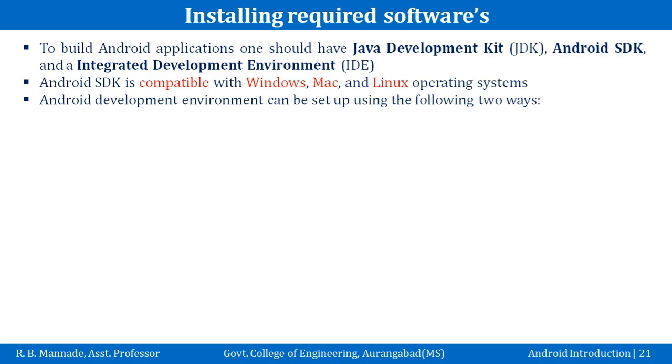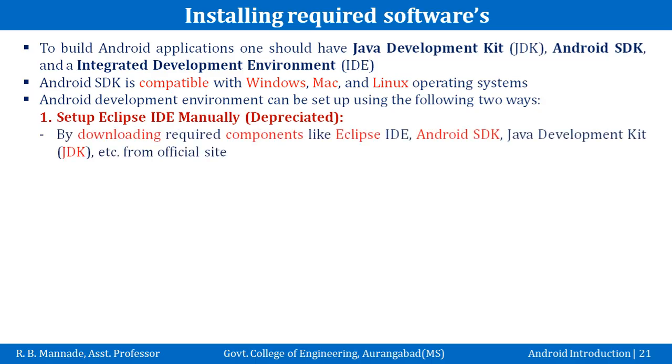The Android development environment can be set up in two ways. There are two methods to set up Android development. The first method is to set up Android with the Eclipse IDE manually. In this method we have to download each and every software component required for Android development, and we have to install them one by one.